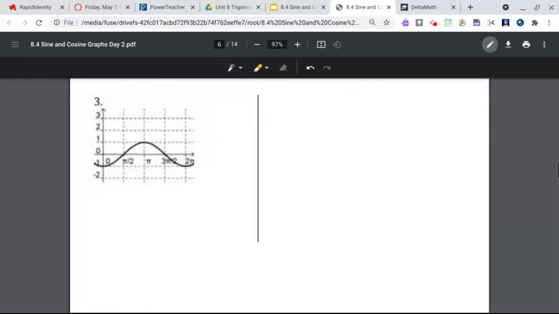Okay, now it's reading from a graph, okay? I'm going to do it a little bit unconventionally because I want you to understand the features kind of separately and then how it all comes together. So the first thing I do is look at the graph and identify that our midline is here. How do I know it's the midline? Because from that midline, it reaches as high as 1 and as low as -1. So I know that our amplitude is 1.